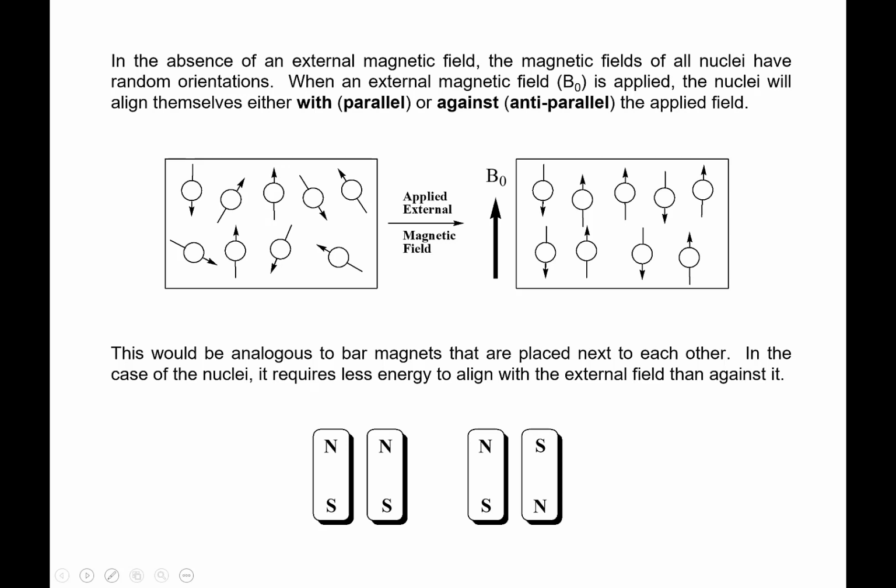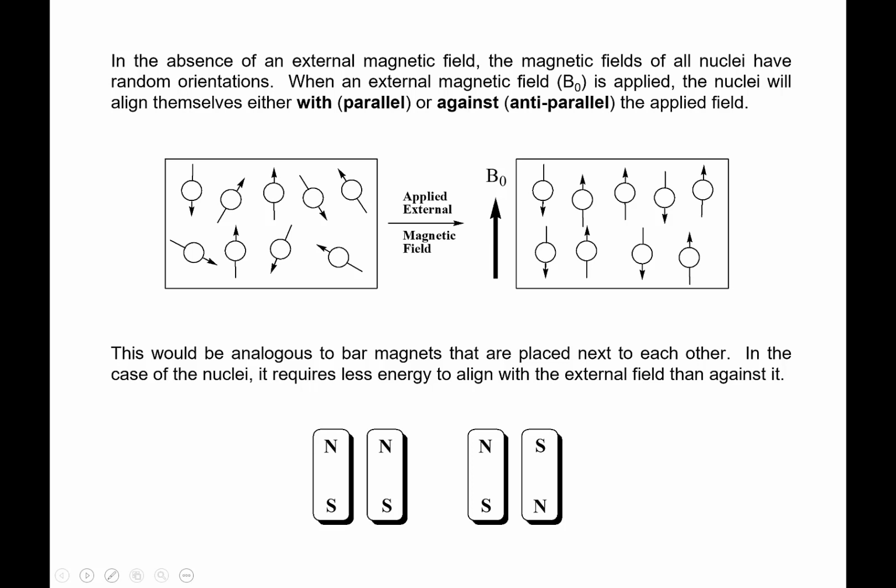So just a random collection of nuclei that's not inside of a magnetic field are just randomly arranged. That's the picture on the right. But put those nuclei inside of a magnetic field and they straighten up. They either become aligned with the field or against the field.